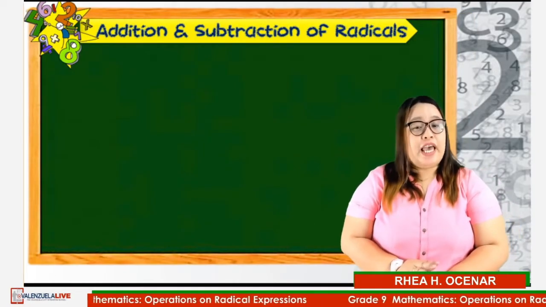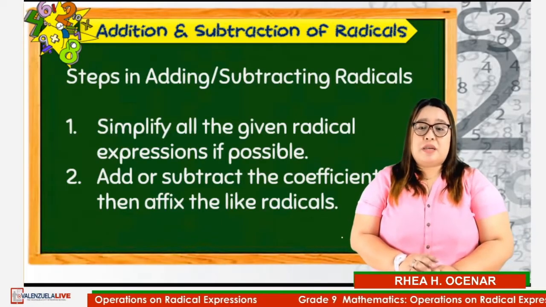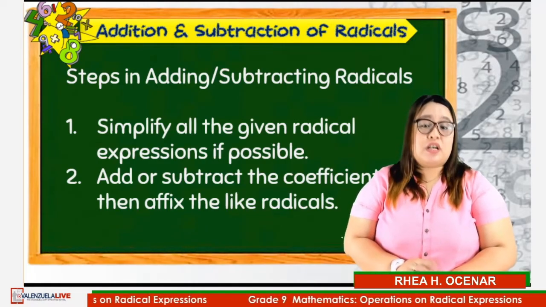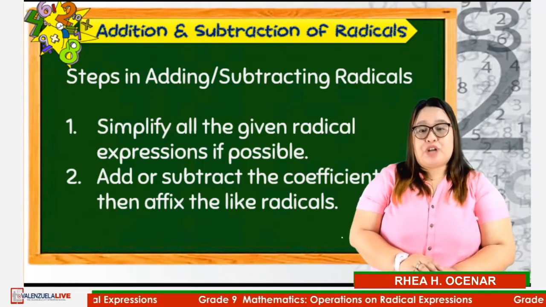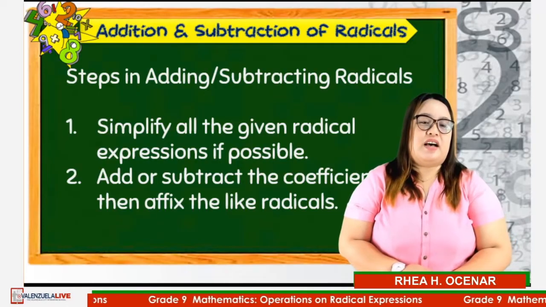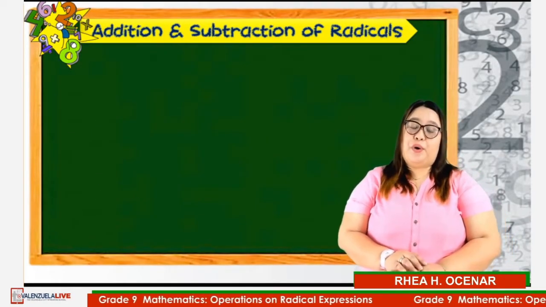In addition and subtraction of radicals, we just simplify all the given radical expressions, if possible. Then, add or subtract the coefficients and affix the like radicals. Let's try example number 1.